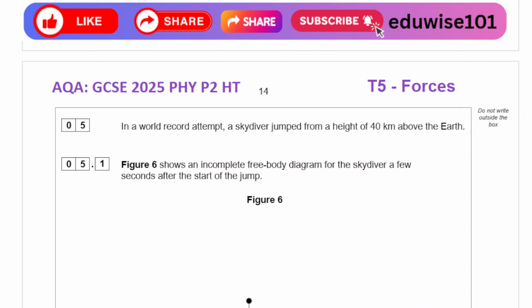In this video, I'm going to go through the AQA Physics Paper 1, Paper 2, IIT from 2025. Question number 5 is on the topic of forces. In a world record attempt, a skydiver jumped from a height of 40 kilometers above the Earth. Figure 6 shows an incomplete free body diagram for the skydiver a few seconds after the start of the jump.